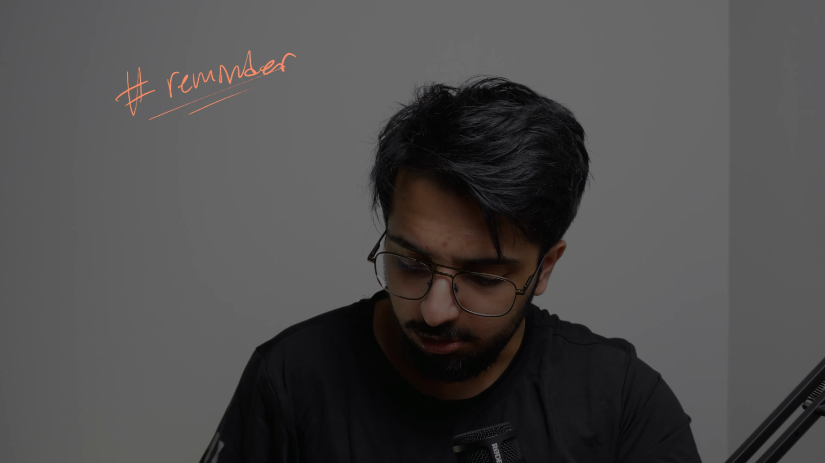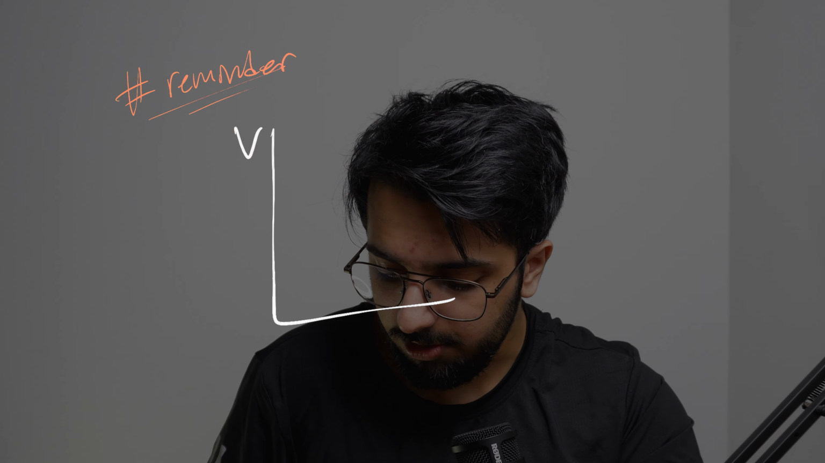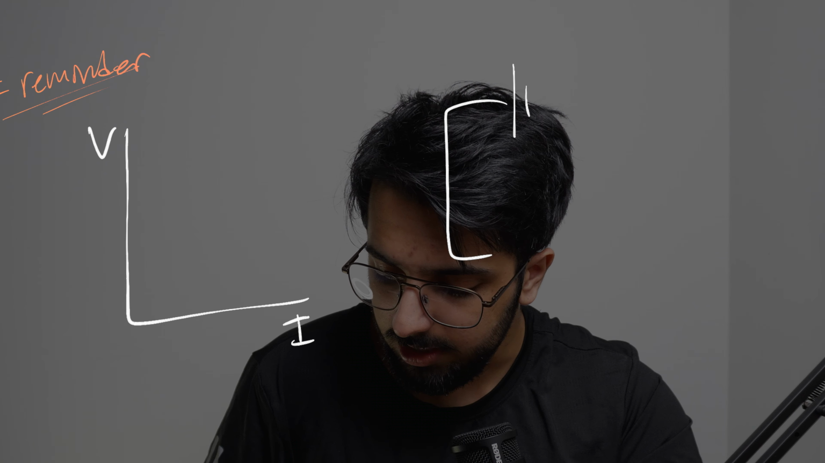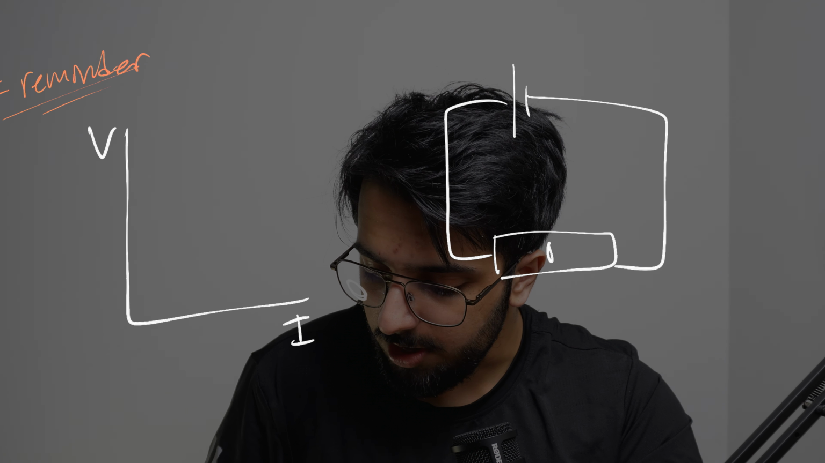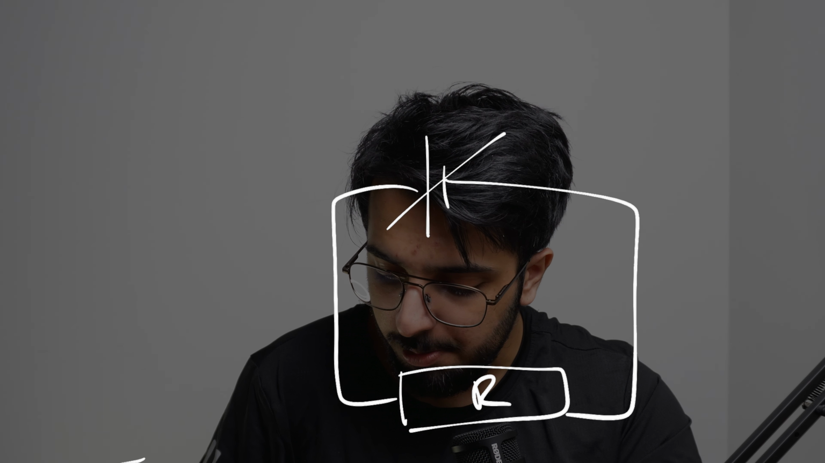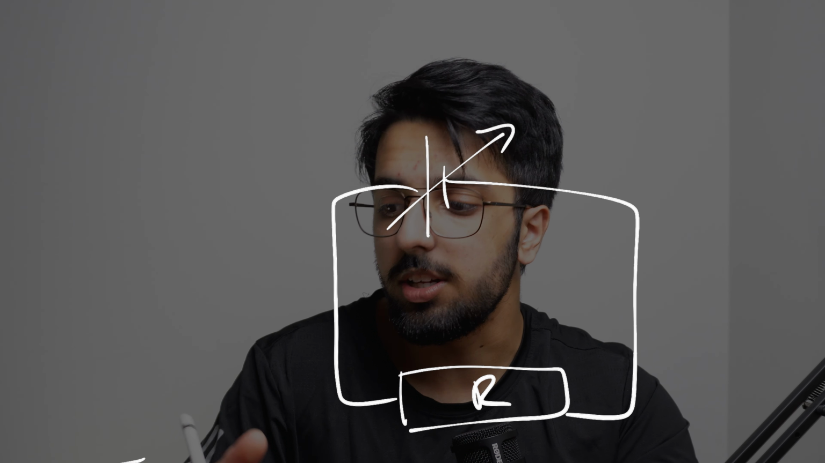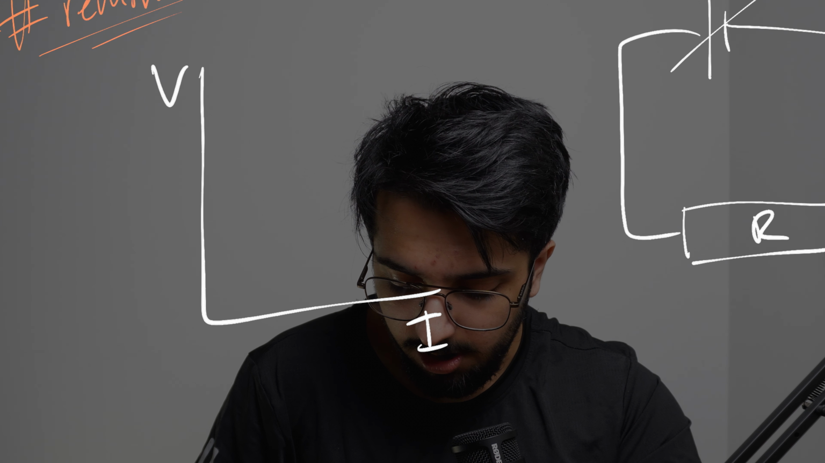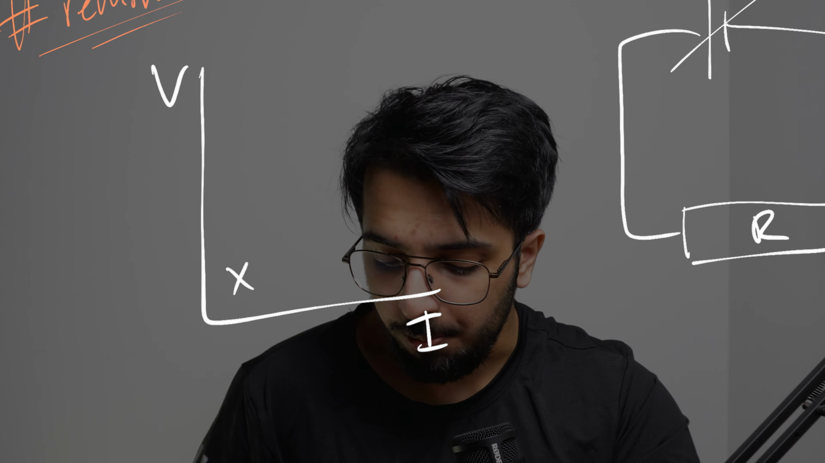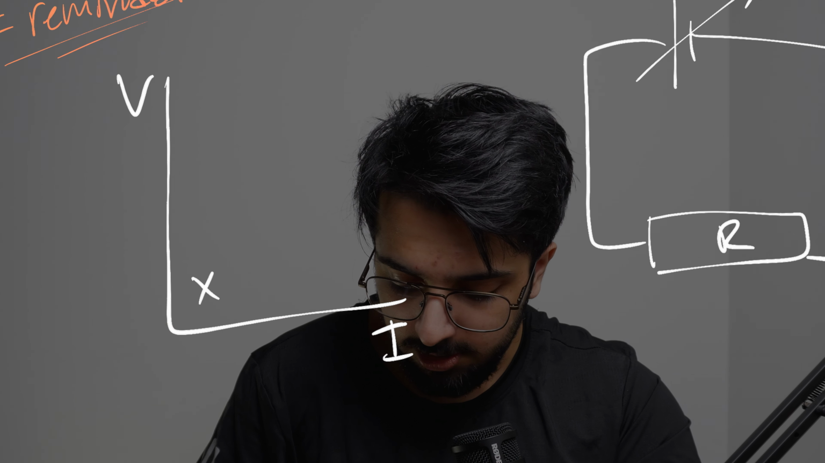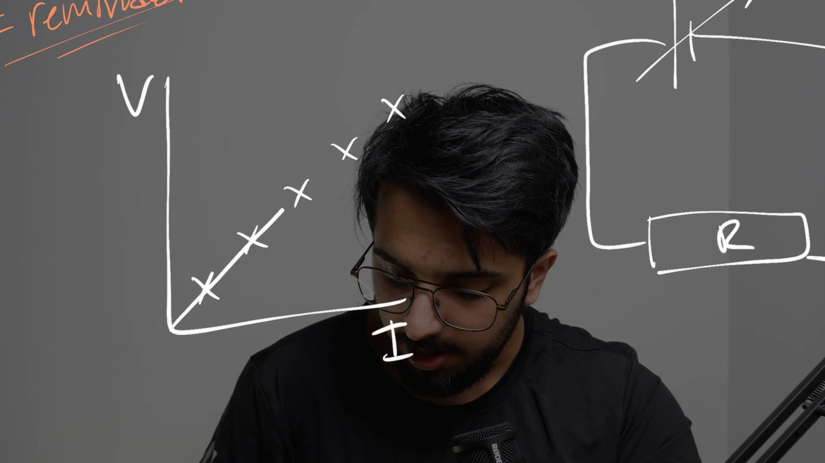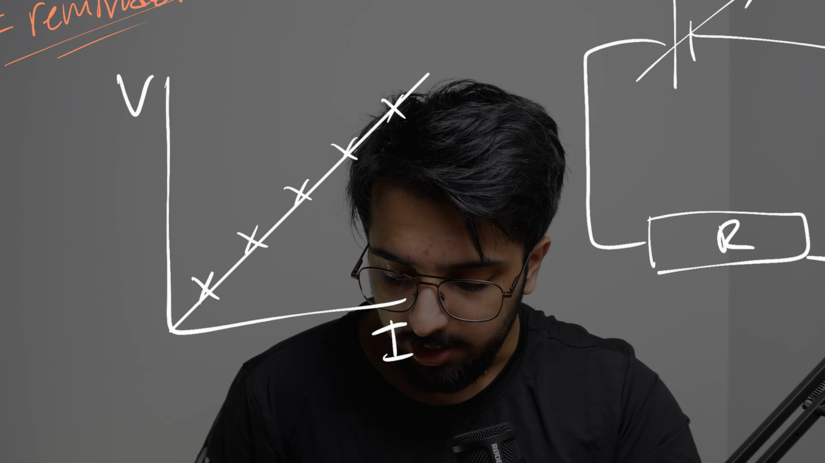So if we were to graph the voltage and the current, and we have a circuit right here with a resistor R and a variable power supply, so we can change the voltage values. If we start with a small voltage value, we know that the current is going to be small. As we increase our voltage values, we will get a straight line trend like so.